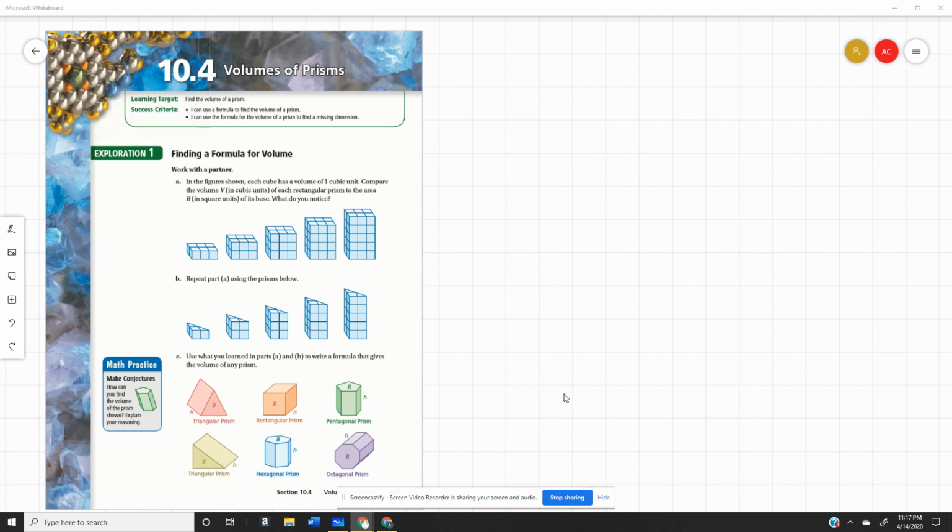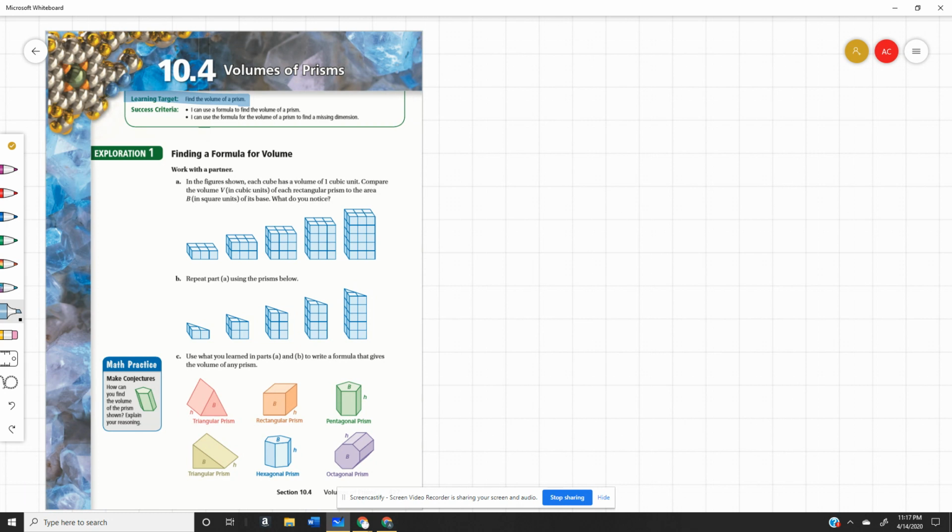Hi guys, let's get started with 10.4. In 10.4, we go from finding surface area and lateral surface area to finding volume. Where surface area is how much space an object takes up, or like the covering of an object, volume is how much you can fit inside an object, okay? So our learning target today is going to be to find the volume of a prism.